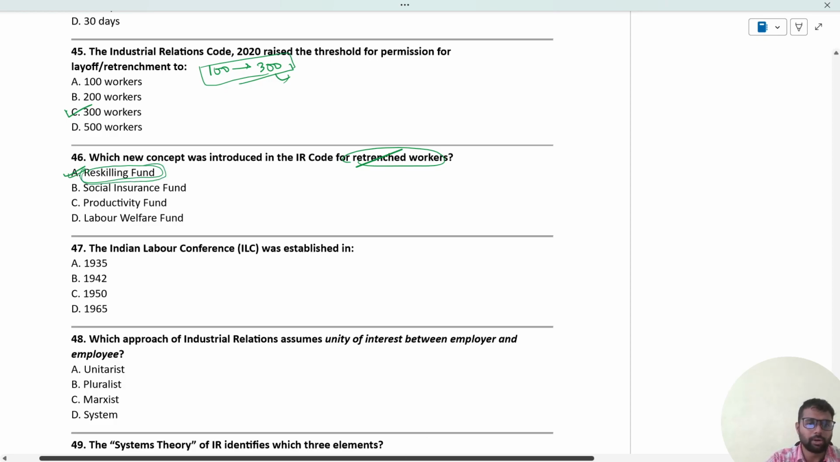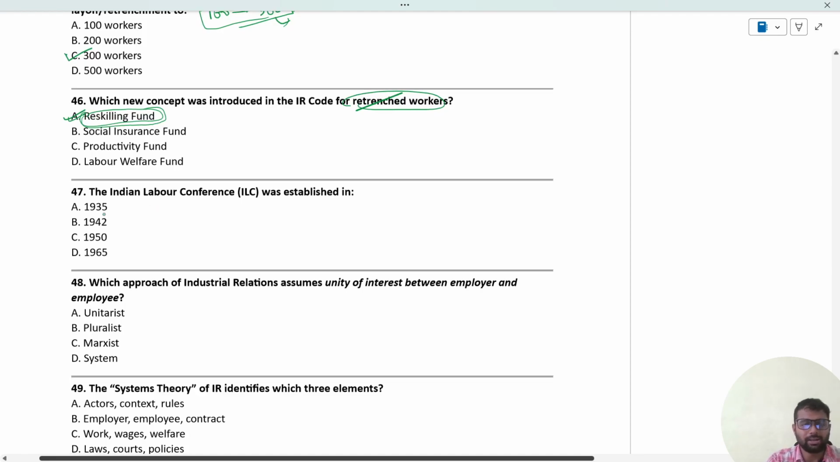The Indian Labour Conference was established in. That question is too theoretical, and that would not be expected. But even though I have included that, it was established in 1942, because the Indian Labour Conference is an important topic. So we will be discussing that also. But it was established in 1942.